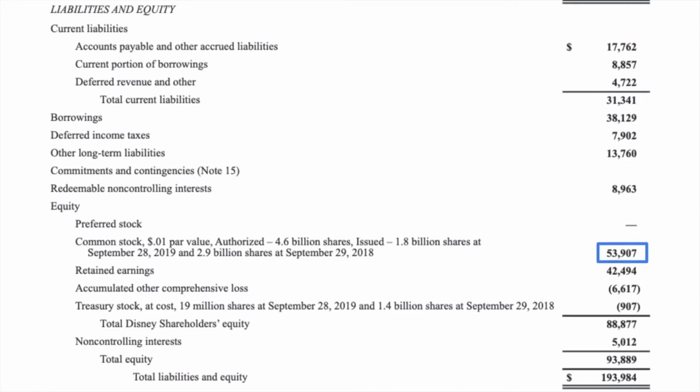The value of their common stock is $53 billion. They have $42 billion in retained earnings, and they have some losses, so their total equity is equal to roughly $93 billion. That means that the sum of their equity and their total liabilities is $93 billion plus $100 billion, which is equal to $193 billion.